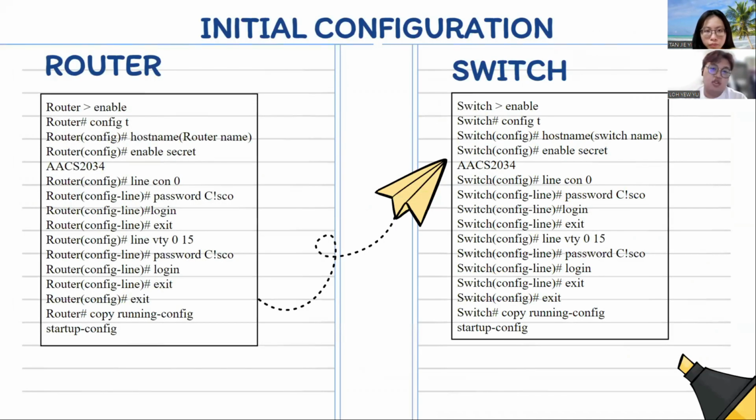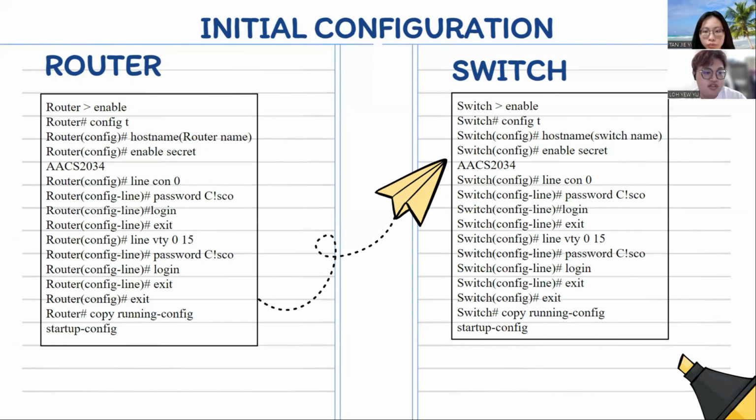For router initial configuration, enable is to enter privileged access mode, and config, in full called configure terminal, is to enter global configuration mode, and hostname is to let us change the router name. The next command is enable secret AACS2034. This one is to set a password for privileged access mode, which is AACS2034.